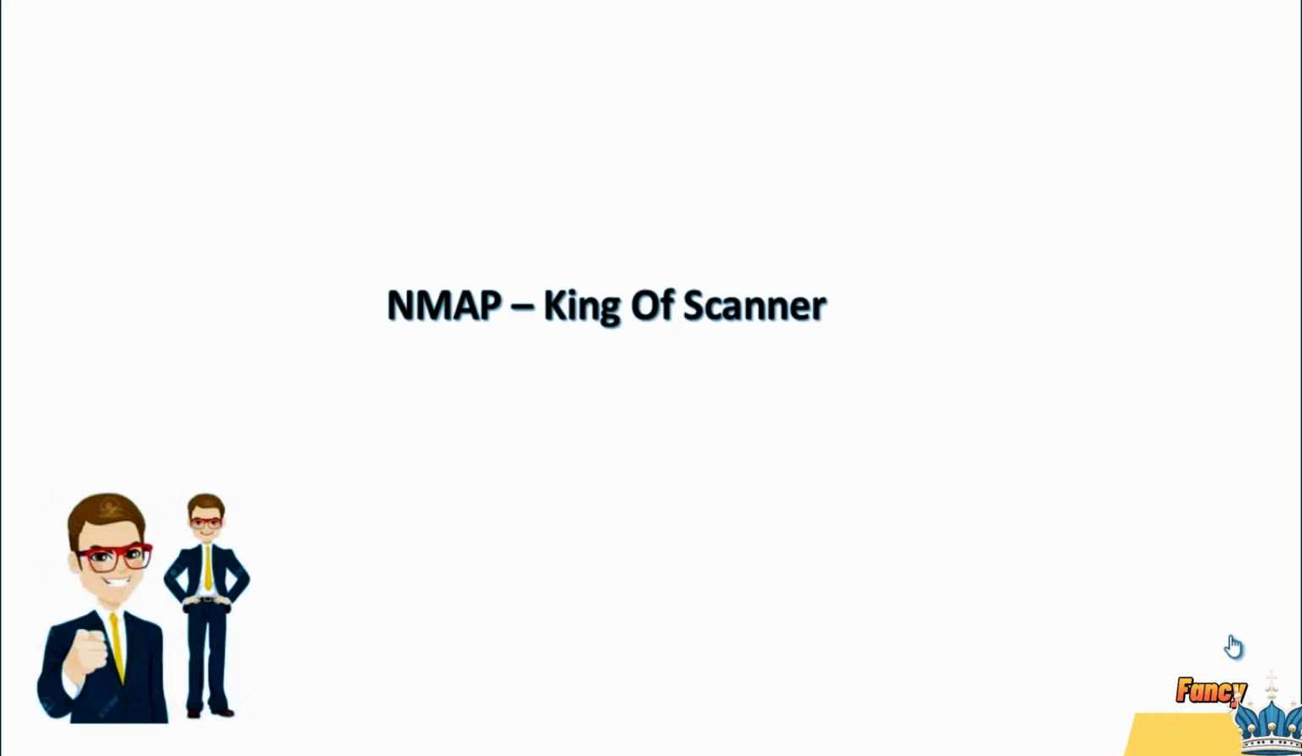Nmap, king of scanners. Nmap is an open source network scanner. Using Nmap, you can check the status of the devices in the computer network, like whether it is on or off, live or not. You can check the status of services and the port status of the devices. So it is widely used in production environments.